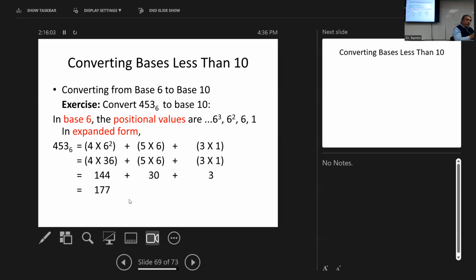Notice the difference. It's smaller, almost 1/3. That means you can do much more multiplication and study with base 10 in comparison to base 6. Because if you're using base 6, the numbers become huge. It's almost 3 times what we have, from almost 177 to 453. Right?